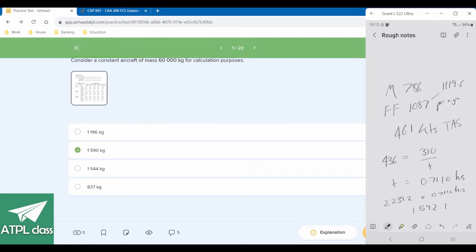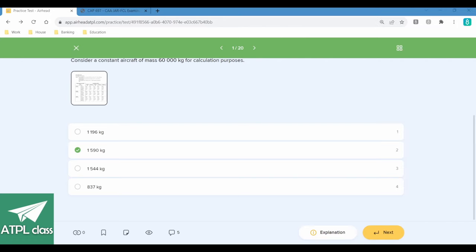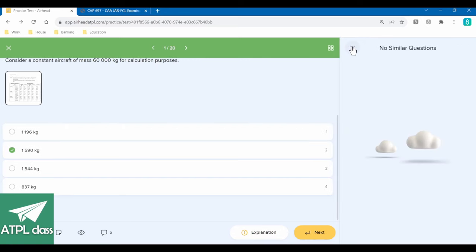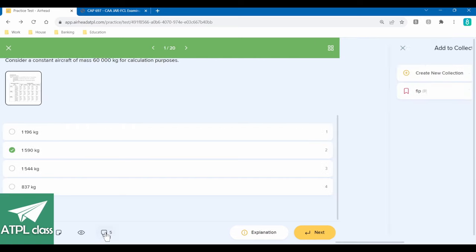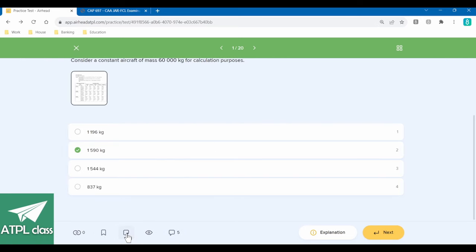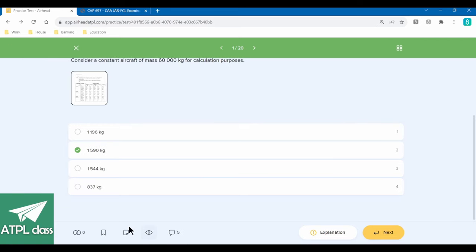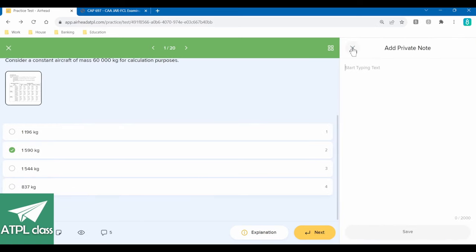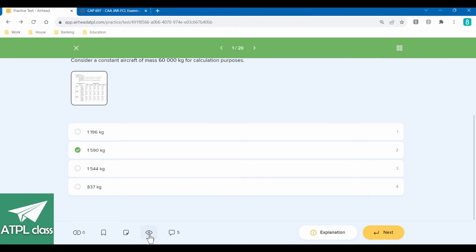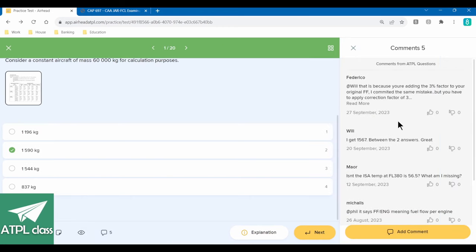Let's check if that's right. Correct. Good start. So if I just hide that, we'll have a look at the little explanation feature. There are little features in the questions, which I quite like. You've got the option to view similar questions. You can save it to a new collection. You can add little notes on the questions if you want to. That's your personal notes, so only you can see them. You can highlight it as you've seen this in the exam. You can view the comments, which I quite like.